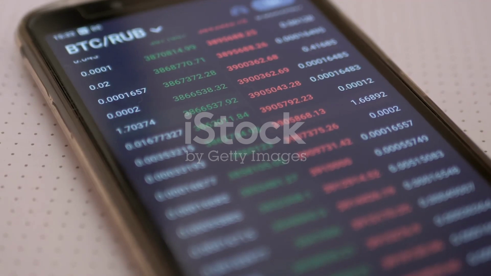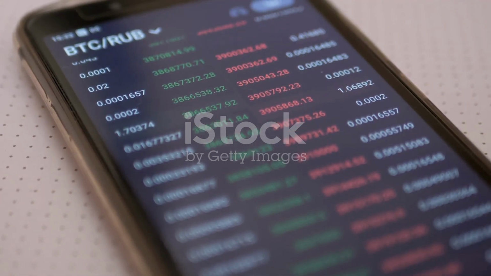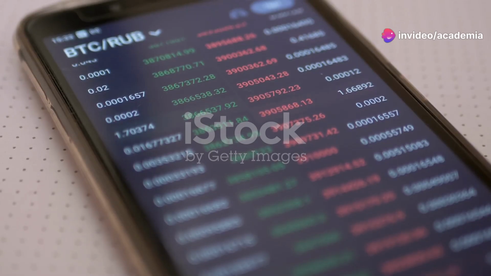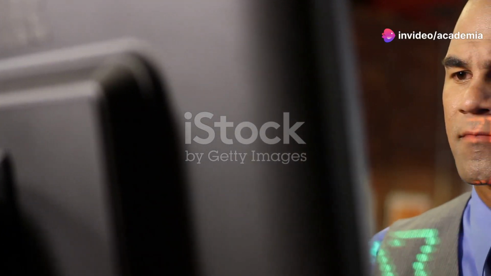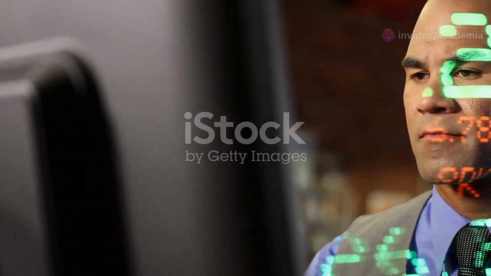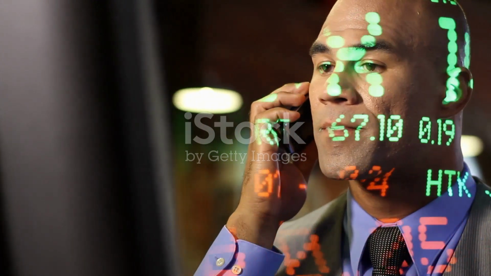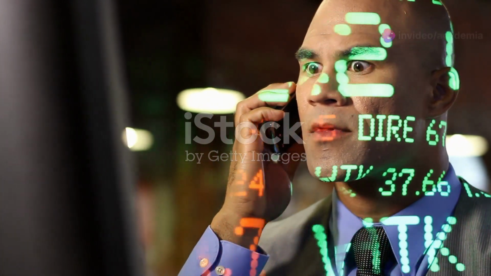In summary, call options give you the right to buy an asset at a predetermined price, while put options give you the right to sell an asset at a predetermined price. Both can be used to hedge against market movements or to speculate on future price changes. By mastering these concepts, you can unlock new opportunities in the financial markets.